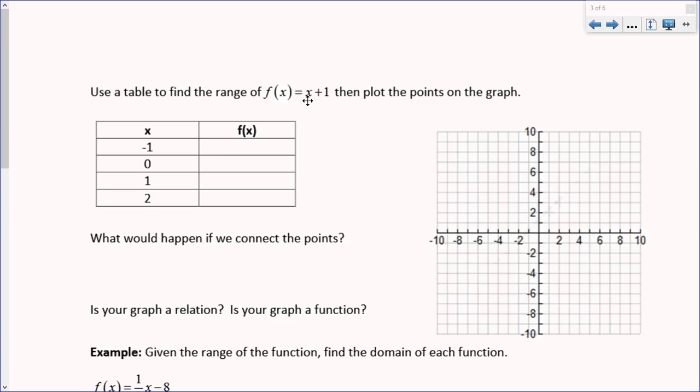-1 goes in for x, so -1 plus 1 gives me 0. 0 plus 1 gives me 1. 1 plus 1 gives me 2. And 2 plus 1 gives me 3.